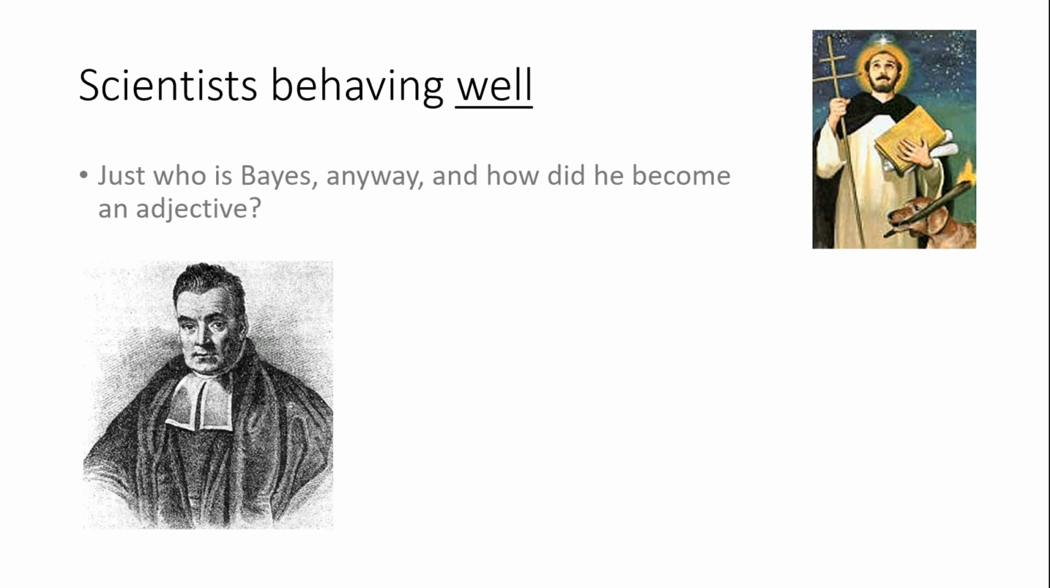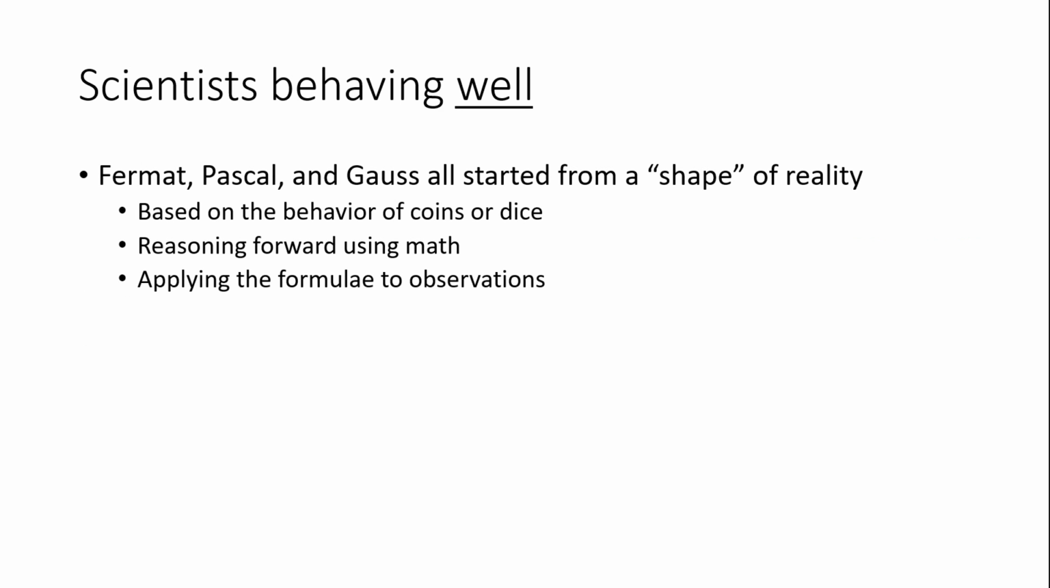And the last topic, have you ever wondered just who Bayes was and how he turned into an adjective? Well, all of the statistics you're familiar with, going back to Fermat and Pascal and forward to Fisher, all of those start from assumptions about the shape of reality. They're based on, for example, coins or dice, and based on the known behavior of certain objects behaving randomly. These people developed formulas and equations which they could then apply to real-world observations to analyze variance.